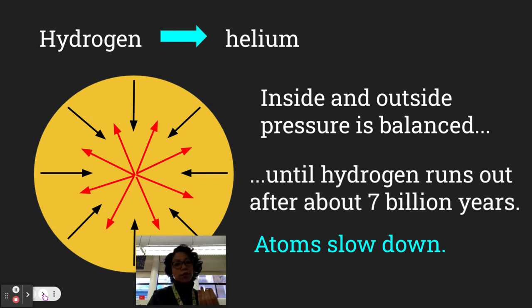But when the hydrogen runs out, the atoms slow down. So now all of a sudden, they're not really pushing out anymore because they're just kind of going slow. They're not really doing much. Okay, and this takes a really long time in terms of our lifespan. So after about 7 billion years, a star will run out of hydrogen and those atoms are slowing down.